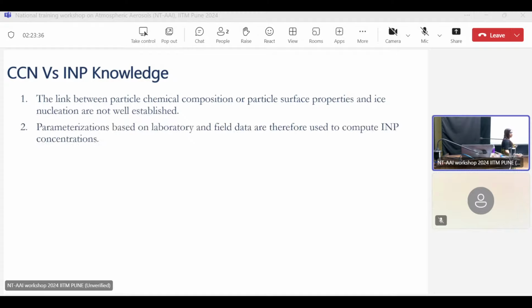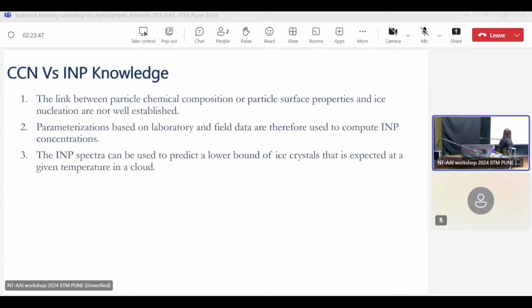So basically, what can we do? I am basically a measurement person. I do a lot of measurements. So we are doing the measurements, and parameterizations based on laboratory and field data are therefore used to compare INP concentrations. So the INP spectra has already been shown by Professor Sachin, but I'll be stressing on INP spectra during my talk. What we get from the INP measurements is an INP spectra.